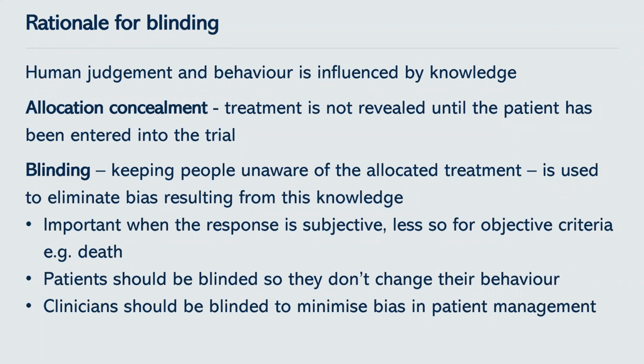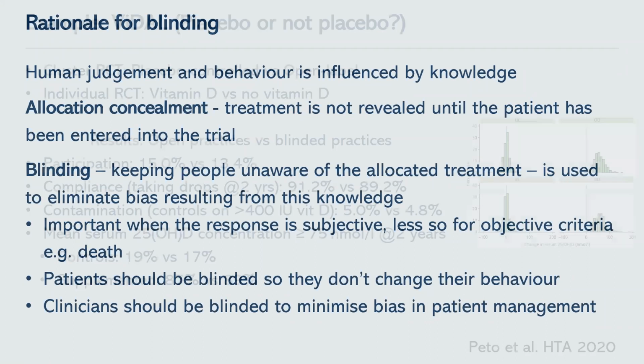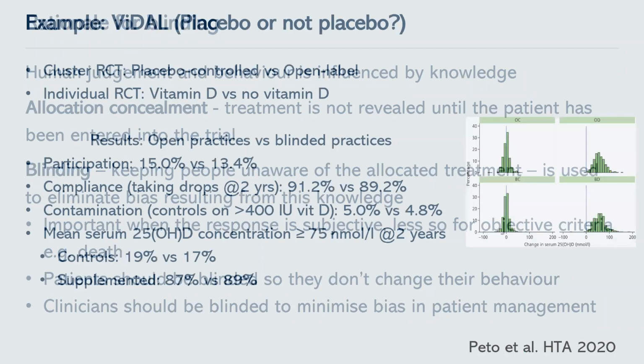And the second thing is blinding, which is keeping people unaware of the allocated treatment. And it's used to eliminate bias resulting from the knowledge of what treatment is happening. It's particularly important when the response is subjective, less so for objective response, such as death. Patients are blinded so they don't change their behavior, and clinicians are blinded to minimize the bias in the patient management and their interpretation of whether the patient is making progress or not.